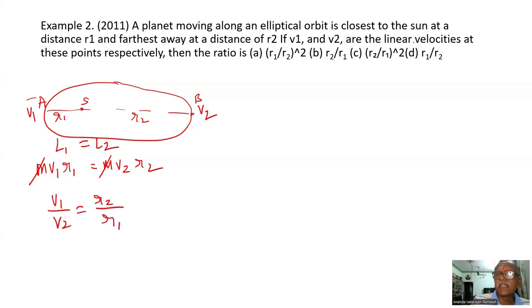What is the question? The linear velocities at these points respectively, then the ratio V1 by V2 is R2 by R1. Therefore, B is the answer.